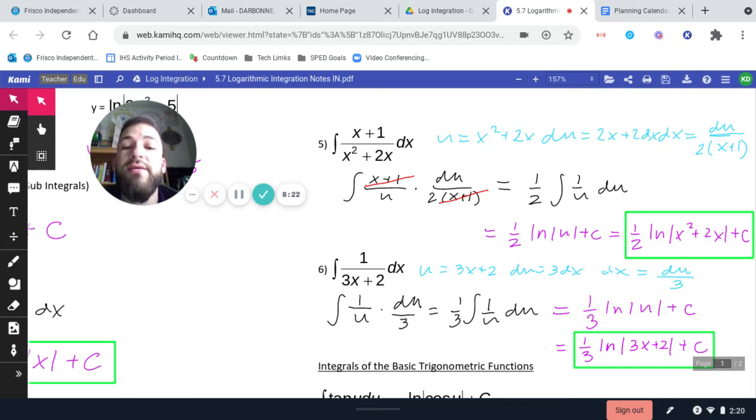Number 6, we don't need anything to cancel out, but we do have more than just x going on on the bottom, so I need to account for that. So 3x plus 2 is our u, which gives us that extra 1/3. When we plug in, we get 1/3 times the integral of 1 over u du, which gives us 1/3 natural log of u plus c. Plug in, 1/3 natural log of the absolute value of 3x plus 2 plus c. Okay, hopefully this is starting to seem pretty familiar, make a lot of sense.